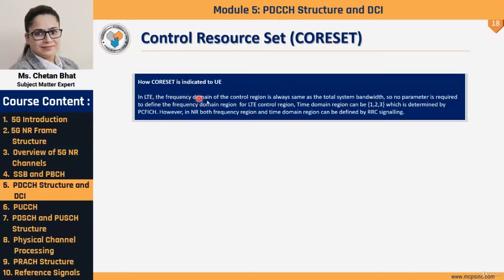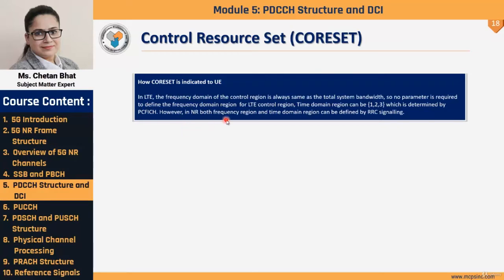So in LTE, the frequency domain of the control region is always the same as the total bandwidth, so no parameter is required to define the frequency domain region for the control region, and the time domain region is identified with the help of the PCFICH channel. In 5G, we do not have any PCFICH channel, so we do not have any channel to identify the number of symbols which are reserved for PDCCH.